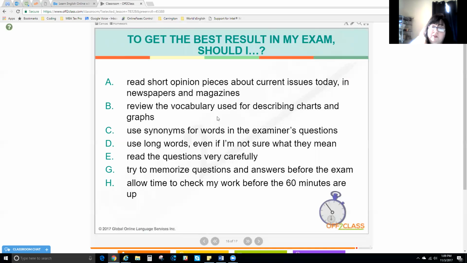Review the vocabulary used for describing charts and graphs. Yes, you should know this. You should know it anyway, but especially if you're taking the academic version.